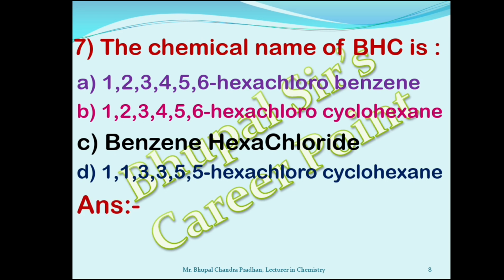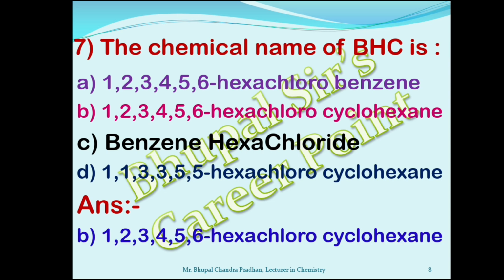BHC, benzene hexachloride, is its full form. The commercial name is Gammaxene. It is prepared when benzene adds chlorine in the presence of diffuse sunlight. All the pi bonds are broken and 6 chlorine atoms are attached to 6 carbon atoms. So the actual answer is option B, that is 1,2,3,4,5,6-hexachlorocyclohexane. It is no longer benzene; all the pi bonds are broken.